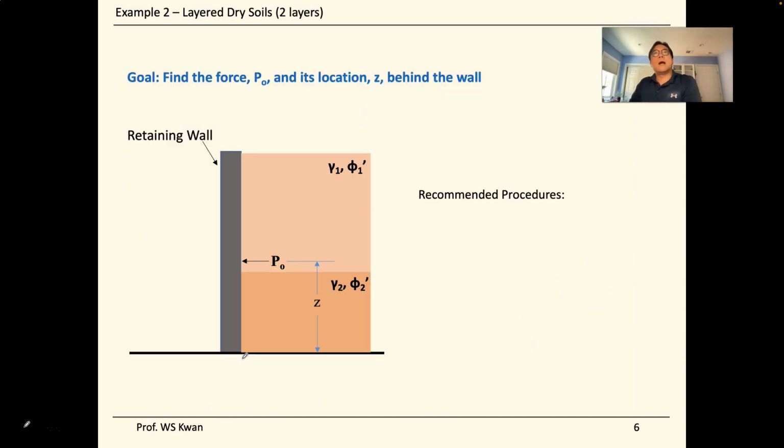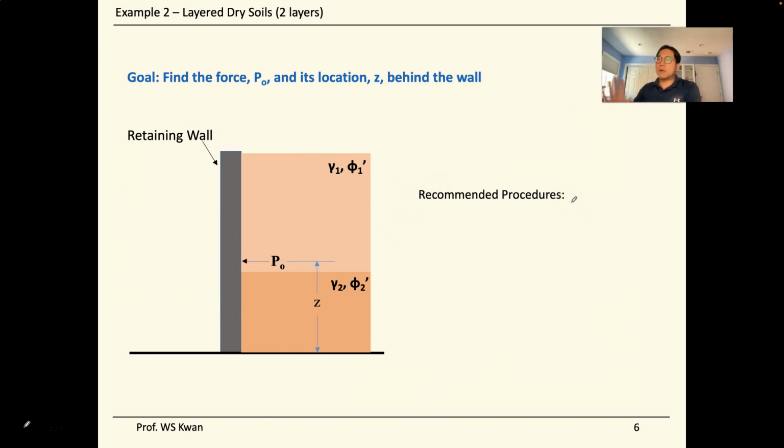Okay, next I want to go one more step ahead. Now we are not only having 1-layer systems, but 2 layers. Still dry sand at K naught conditions, but it gets a little more complex, yet is manageable. But the same thing, we want to find P naught: what is the resulting force acting on our retaining wall, and where is the location this resulting force acts.